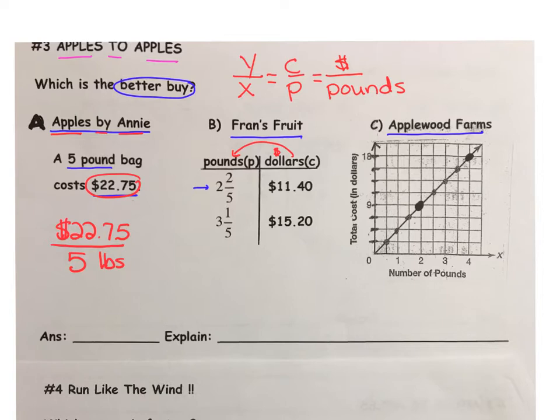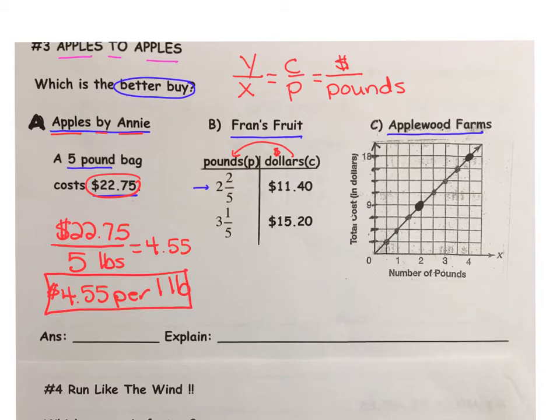You should have gotten 4.55. But let's dress that up with labels. It really means, as a unit price, $4.55 per 1 pound of apples. There's your unit rate for Annie's apples.